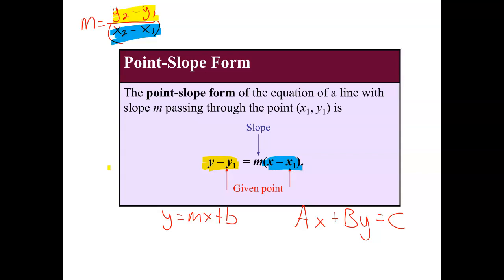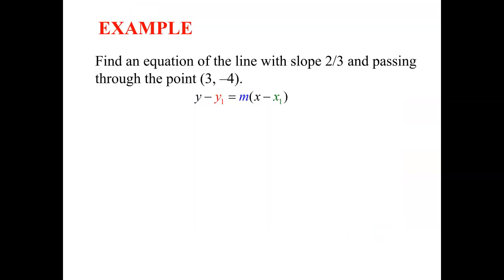Okay? But you need to be able to take it from point-slope form into either slope-intercept or into standard form. Note and remember the difference: slope-intercept, y equals mx plus b, y is by itself. Okay, so we're isolating y. Standard form, x and y are on the same side of the equation. Okay, that's kind of the big difference between slope-intercept and standard. There's also another caveat with standard, and I'll talk about that in just a minute. All right, so we want to find the equation of this line with a slope of 2/3, and it's passing through the point (3, -4).